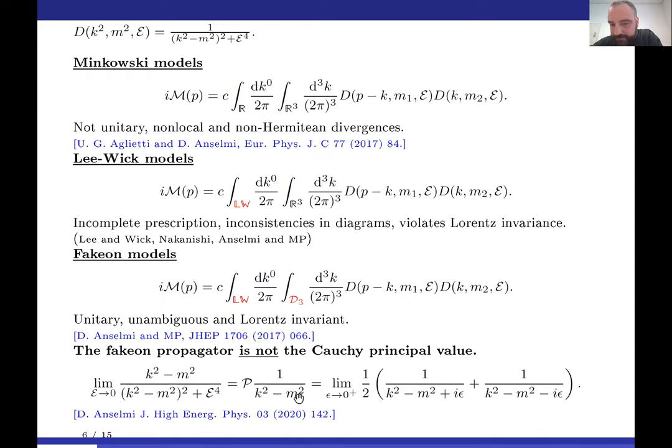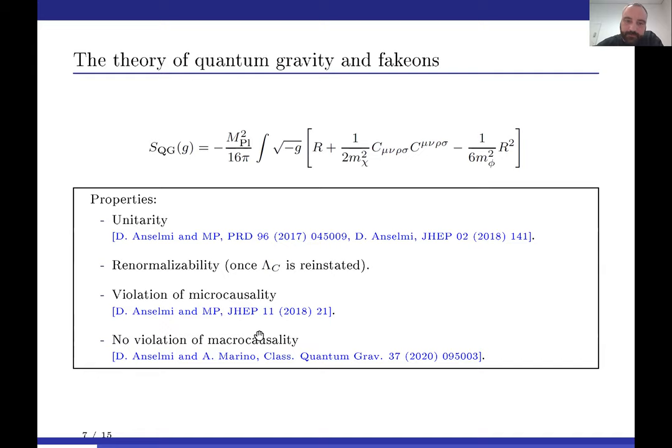If you use this propagator inside loops, you will go back to problems like this one, non-local and non-Hermitian divergences. And this was shown recently in this paper. At tree level this is okay, and this is exactly what we did in the case of cosmology to compute cosmological perturbations at tree level. So at this point, we can apply what we've learned about this new type of propagators to this theory.